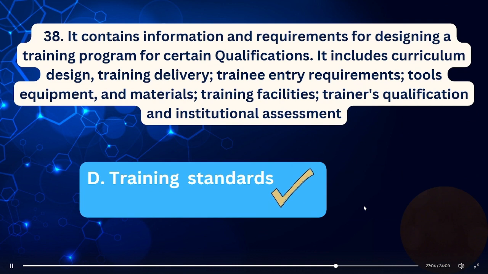Number 38, the answer is letter D, training standards. Training standards contains information and requirements for designing a training program for certain qualifications such as curriculum design, training delivery, trainee entry requirements, tools, equipment, and materials. Training facilities are also included, trainer's qualification, and institutional assessment.